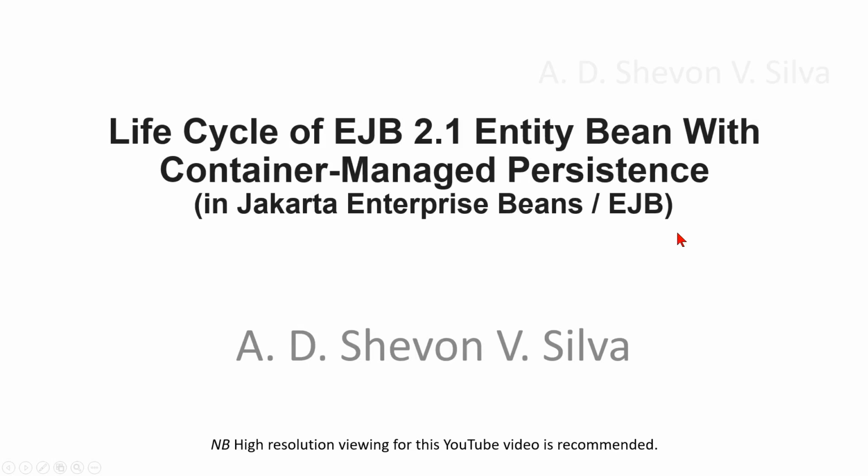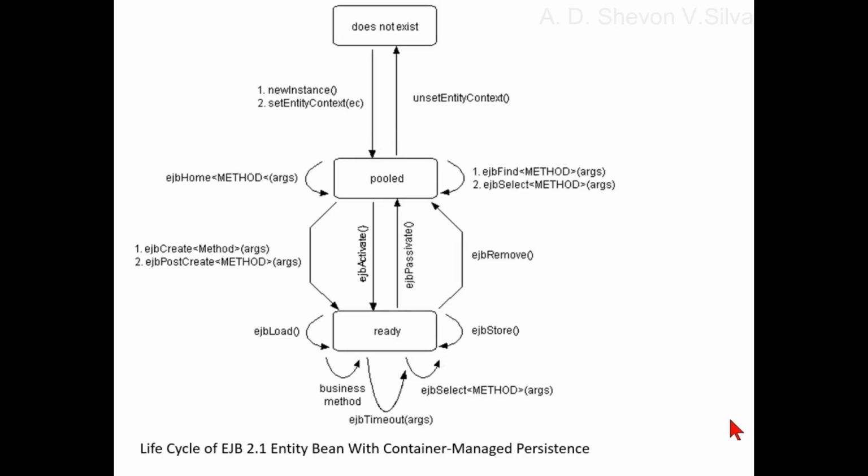Life cycle of an EJB 2.1 entity bean with container managed persistence in Jakarta Enterprise Beans. An entity bean is an EJB 2.1 enterprise bean component that manages persistent data, performs complex business logic, potentially uses several dependent Java objects, and can be uniquely identified by a primary key.